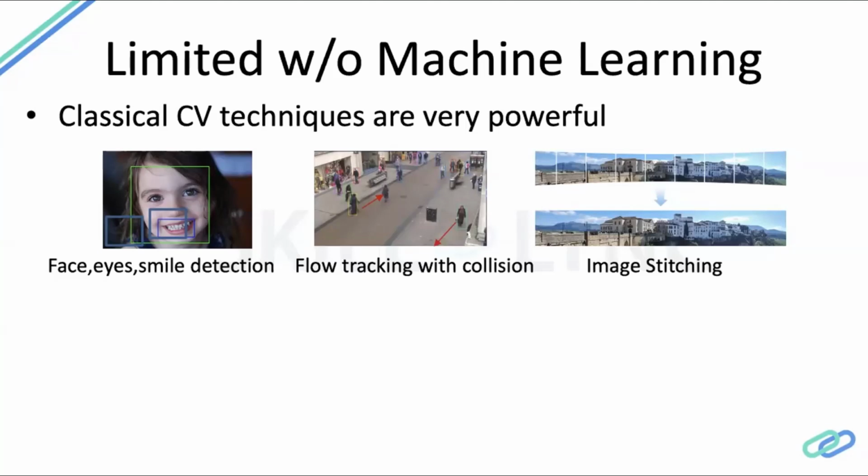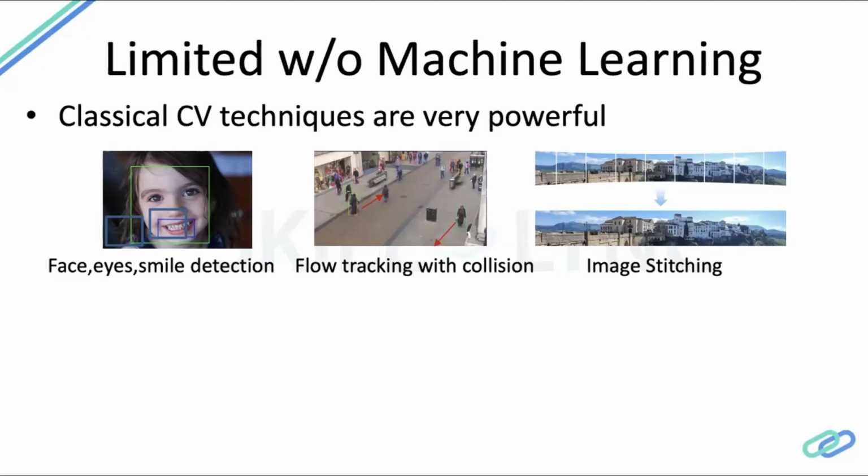So you can do things like face identification, eye and smile identification. You can see what the flow of traffic is, or which way a pedestrian or a person is moving from a cam. And then you can perform image stitching as well, like a panoramic image. Many of these things you can do with classical computer vision techniques at your disposal.